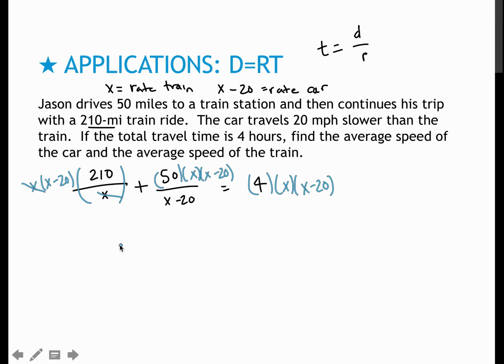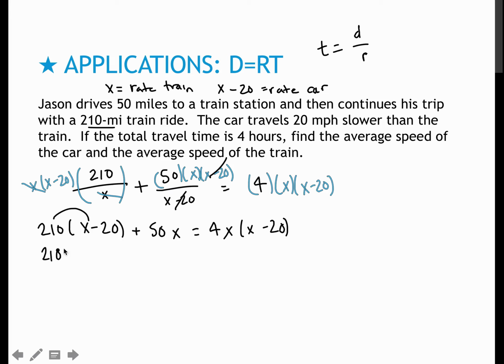For my first, my x's would cancel. That would give me 210 multiplied by x minus 20. For the second, the x minus 20s would cancel. That would give me 50 times x. And then for the last, I would go ahead and multiply that 4x and then distribute on the next step. Now I'm going to distribute the 210. So 210x minus 4,200 plus 50x equals 4x squared minus 80x.